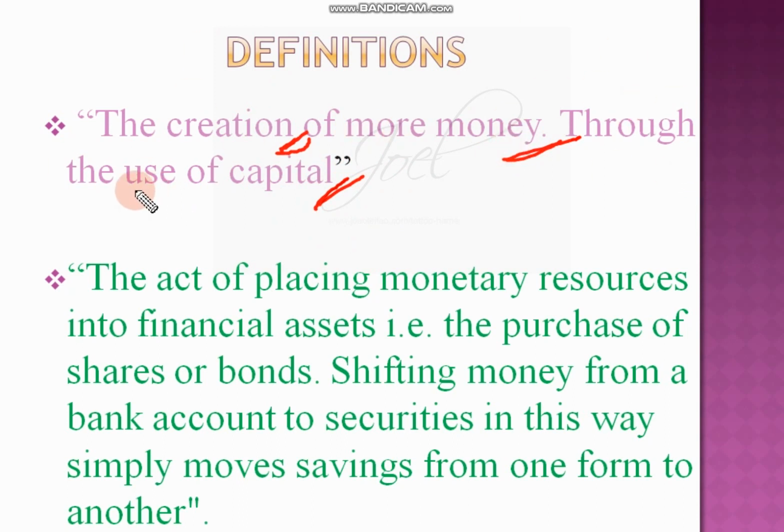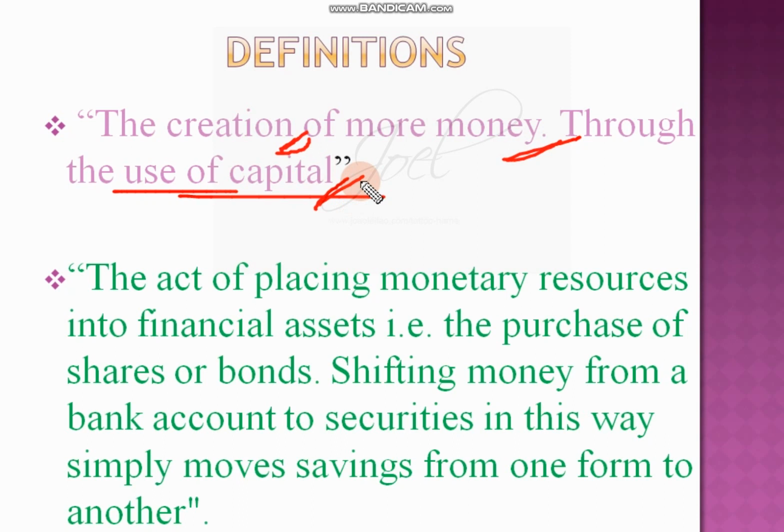Through use of capital. Already we have studied, when it comes to assets, two types of assets, current and fixed. Liabilities also, current liabilities and fixed liabilities. All those things we have studied. Now capital is a thing in our accounting concepts. Capital is money which belongs to someone else.